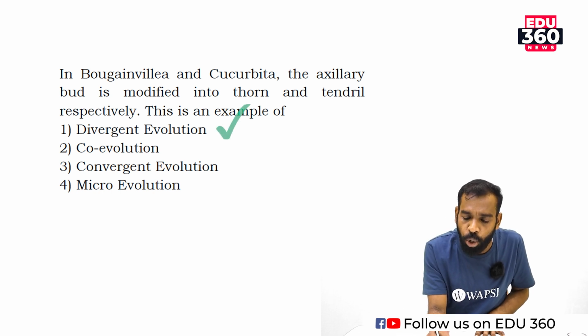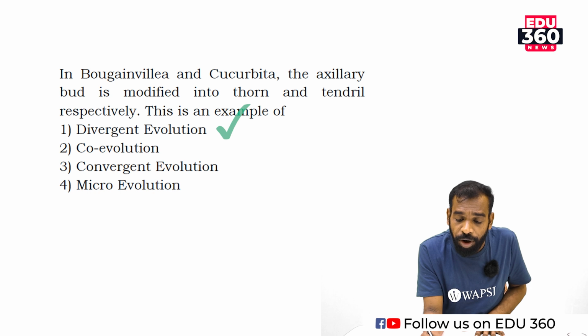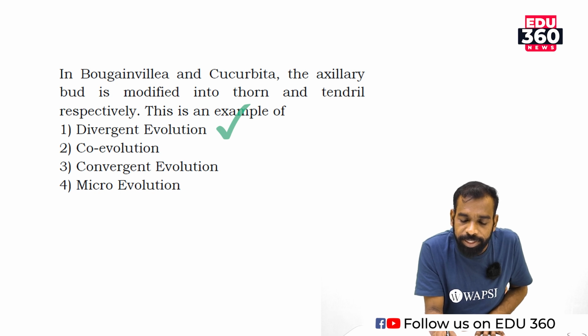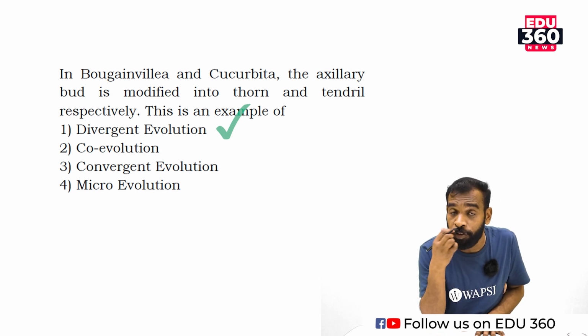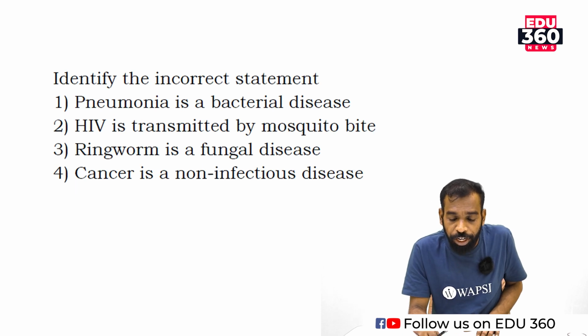One is thorn and another one is tendril. Both of them are axillary buds. One is modified for defense, another one is modified for support. So it is the best example of divergent evolution. Next question. Identify the incorrect statement.